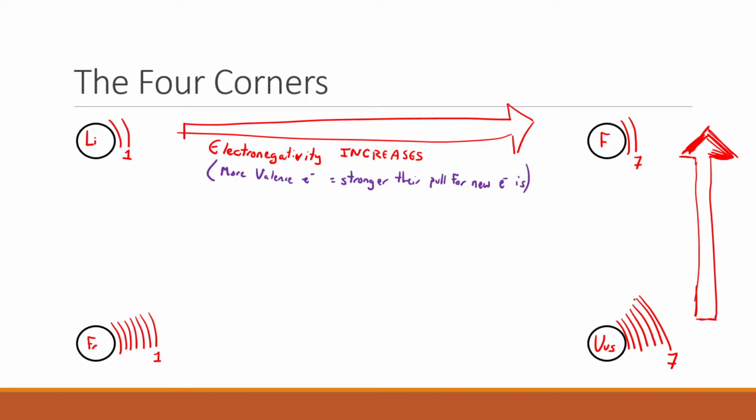Ununseptium is holding on to 6 shells worth of electrons, and also these 7 electrons here. And so if it's trying to juggle all of these electrons and also add another one in, it's going to be more difficult than fluorine, which has 1 shell and 7 valence electrons to juggle.